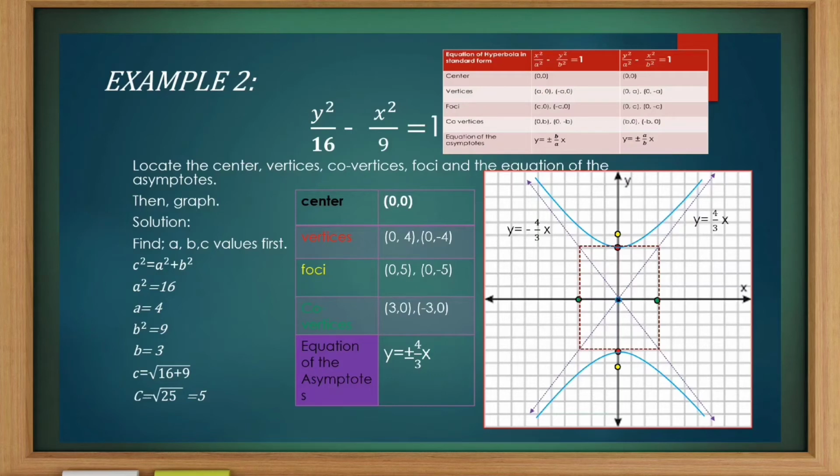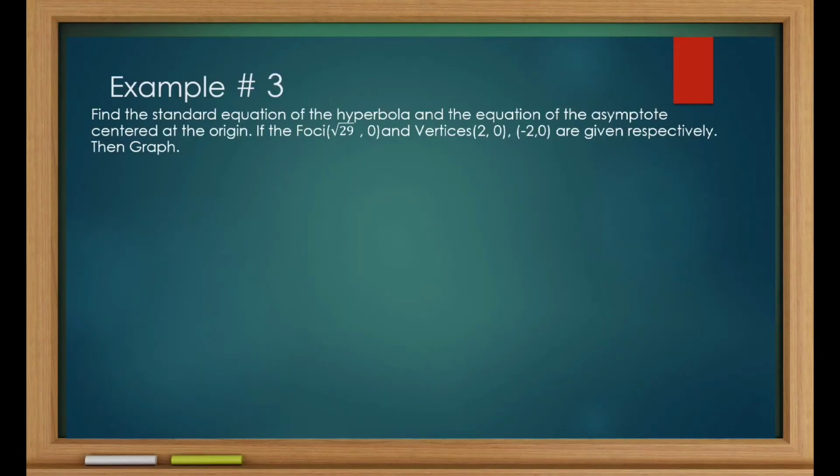Then, as you can see, the branches of the hyperbola open up and down because the vertices lie on the y-axis. Now let's proceed to example number 3.